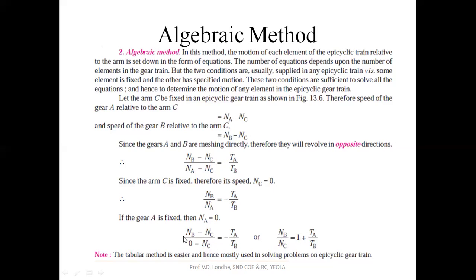So this tabular method is easier. The tabular method is easier for solving the problems as compared to the algebraic method, because in the algebraic method we have to find each and every condition, each and every equation of a gear pair. So the algebraic method is not much easier as compared to the tabular method. So for solving the problems of epicyclic gear trains, we will be using the tabular method only.